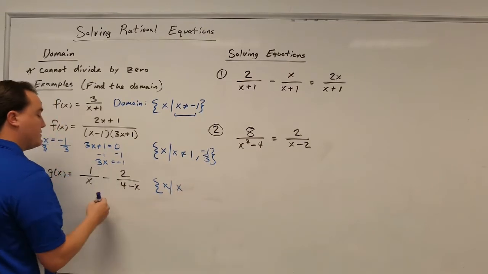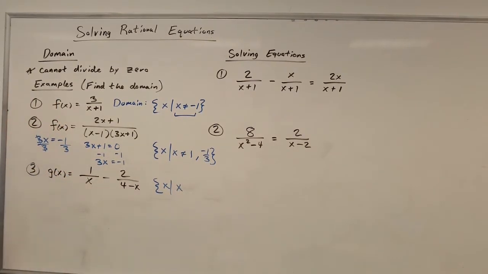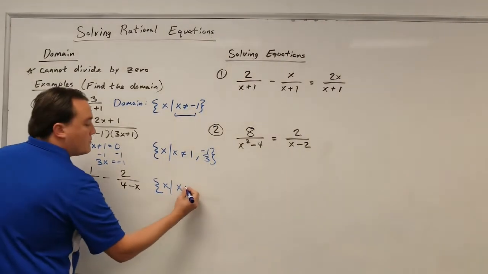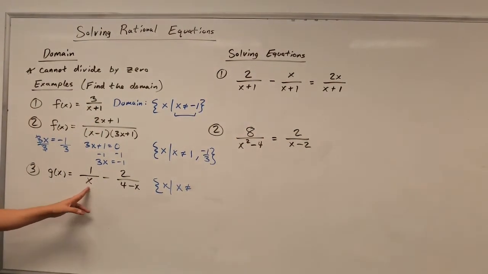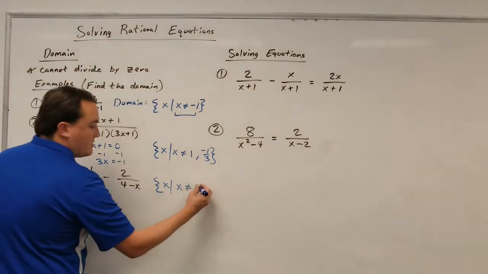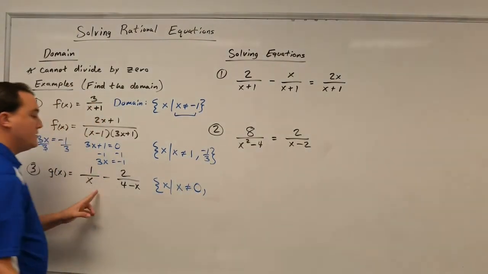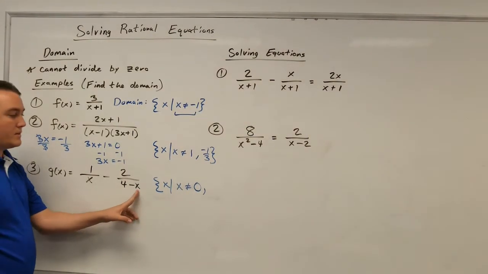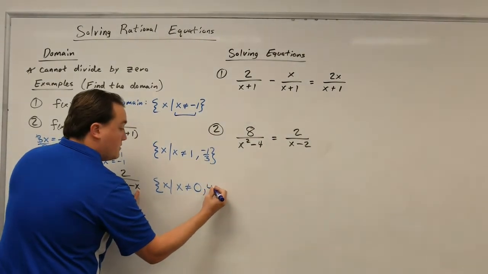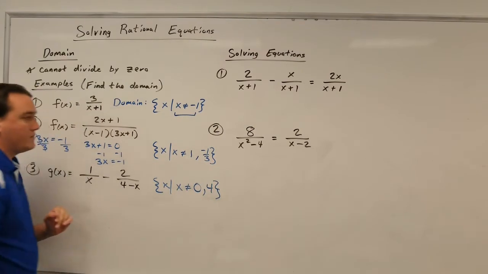But some people, when they just see a random x, they don't know what to do with it. But if it's pretty much an x by itself, you're not allowed to plug in 0 because it'll make the bottom 0 here. So that's an answer right there. And then 4 minus what number would make the bottom 0 here? It's got to be a positive 4, right? So that would be the domain of this.